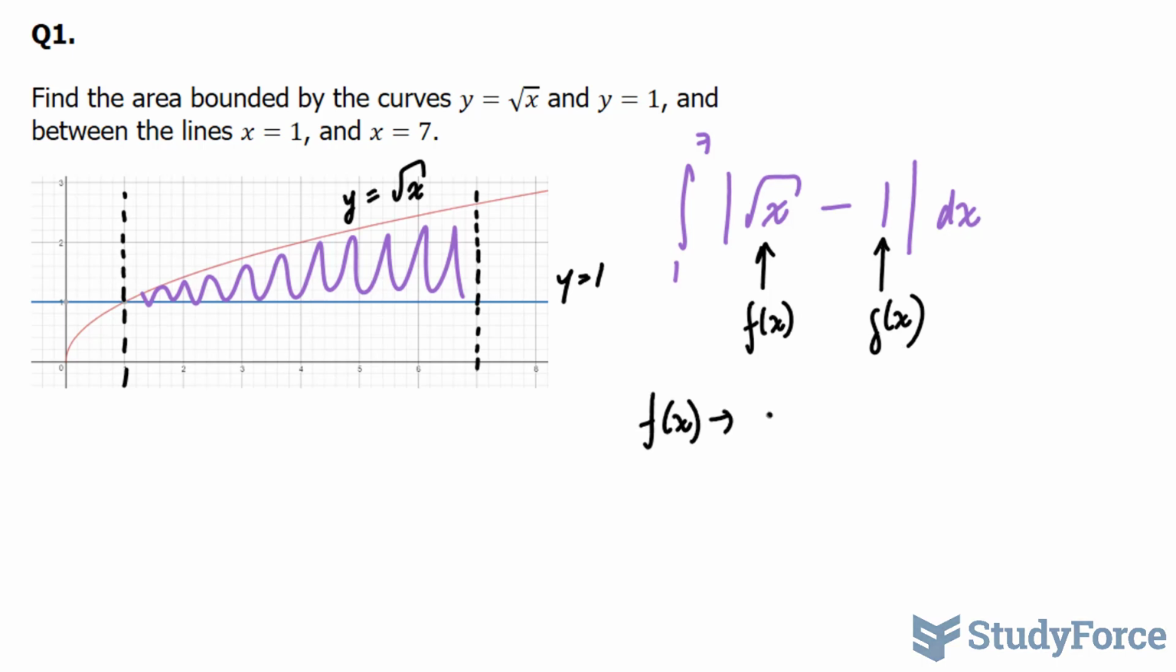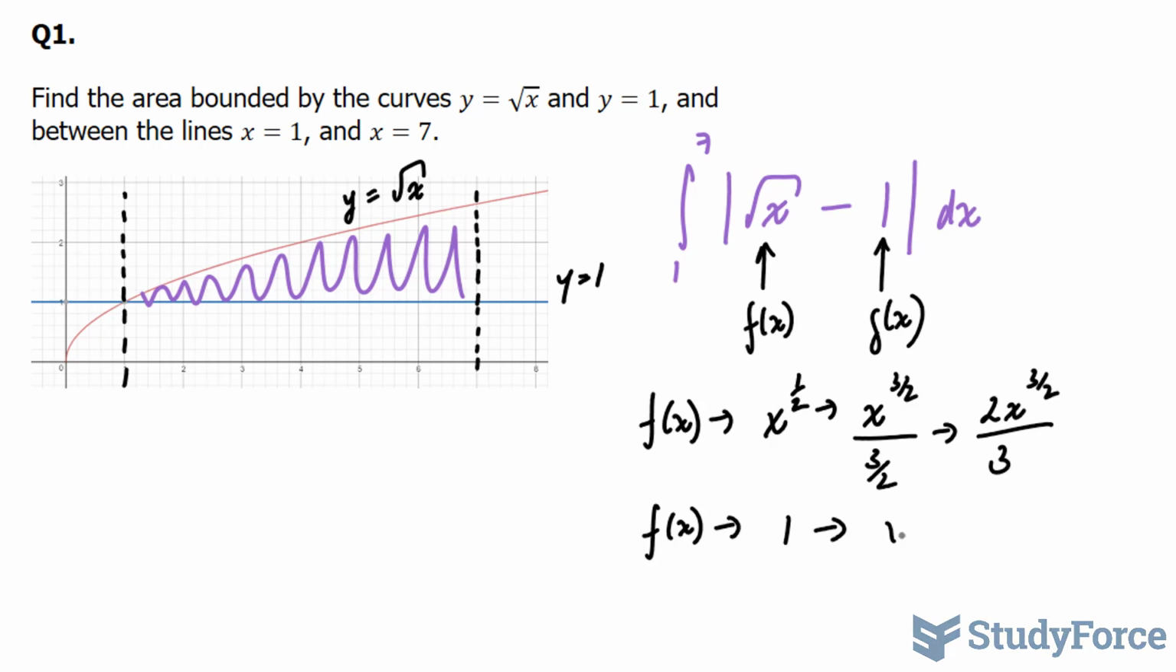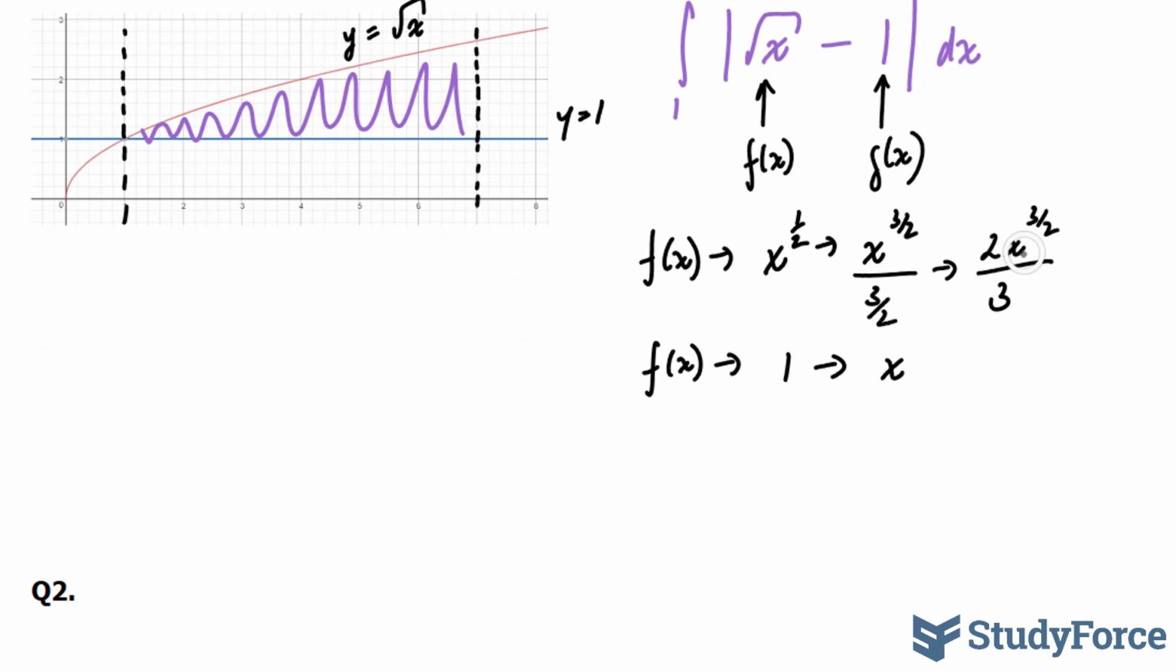We'll find the antiderivative. X to the power of half becomes x to the power of 3 over 2, since I added 1 to the half, and divided by 3 over 2. This becomes 2 times x to the power of 3 over 2, over 3. Similarly, I'll find the antiderivative of 1, which is x. Next, I will subtract this function from this function and then evaluate at 7 and 1. Here's what I mean. 2x to the power of 3 over 2 over 3 minus x will be evaluated at x equals 7 and x equals 1.